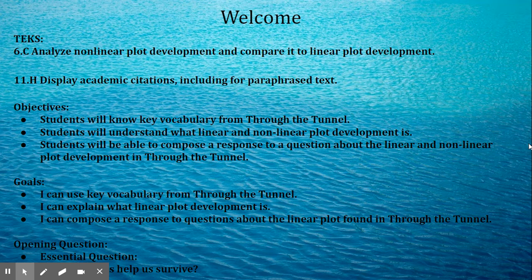I can explain what linear plot development is. I can compose a response to questions about the linear plot found in Through the Tunnel. Our essential question, again, what characteristics helped us survive?